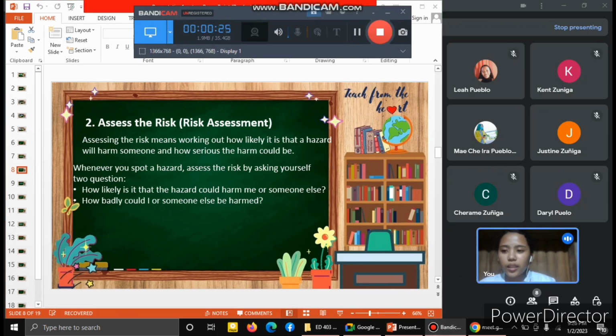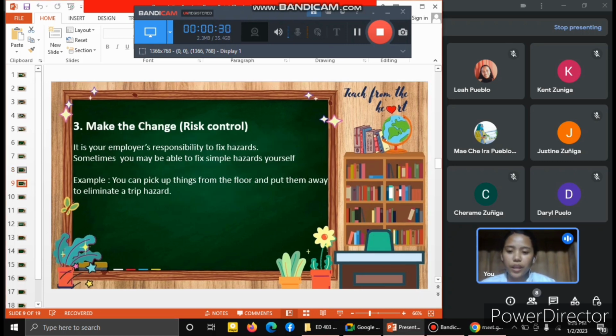Okay, the next is make the changes, or risk control. It is your employer's responsibility to fix hazards, but sometimes you may be able to fix simple hazards yourself, as long as you don't put yourself or others at risk. For example, you can pick up things from the floor and put them away to eliminate a trip hazard.